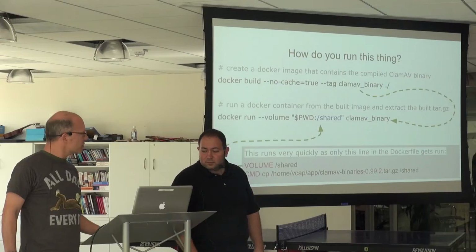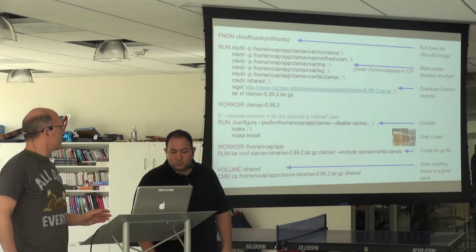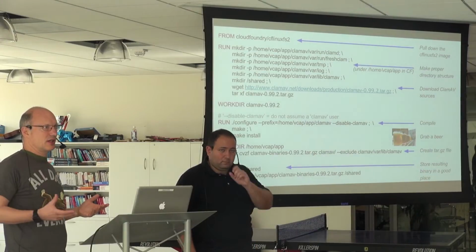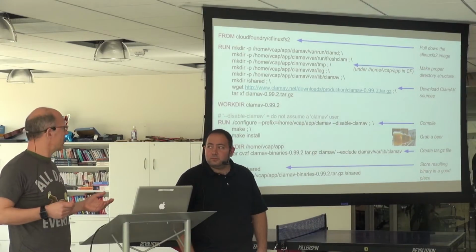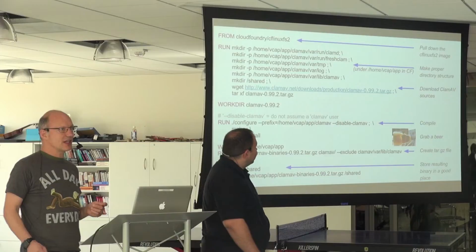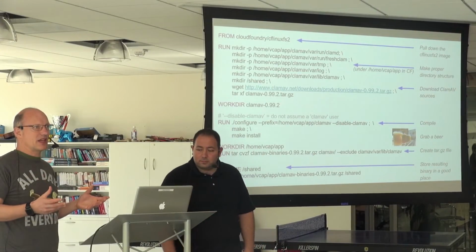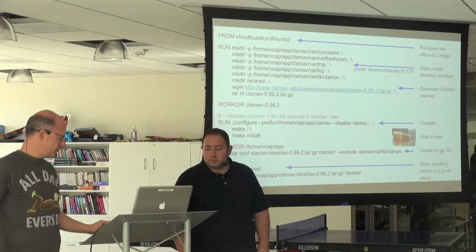So this will run, to jump back, all the run commands. It will not run the CMD command. It will only run the run command. So at this point, this is what takes a while. This is why you grab a beer, because this make install step will take a while. It will untar the ClamAV, make install it, and tar the binary back up for you.